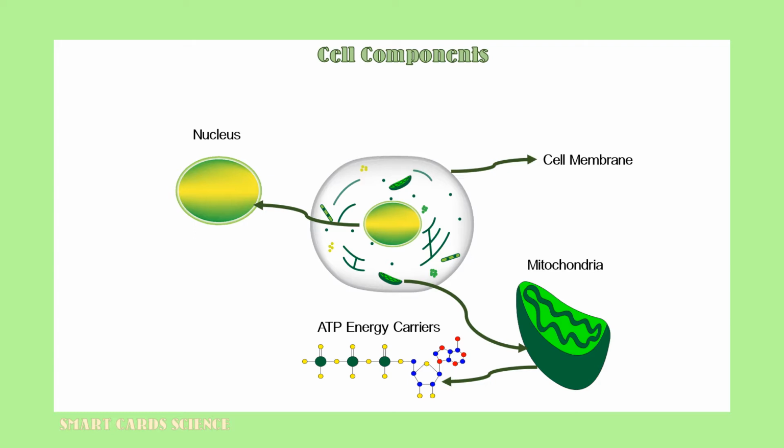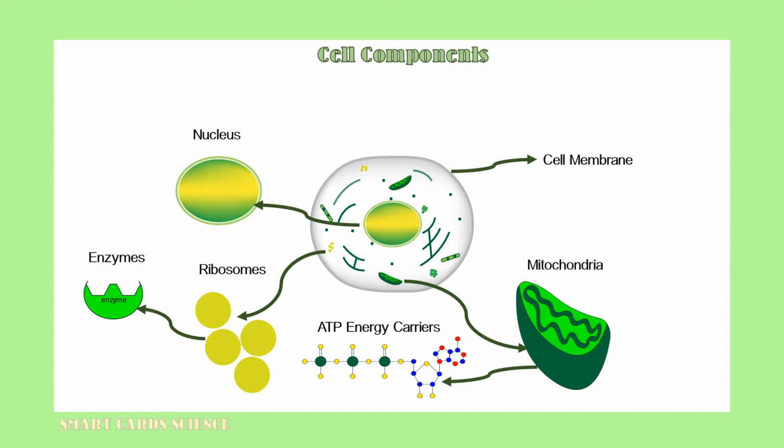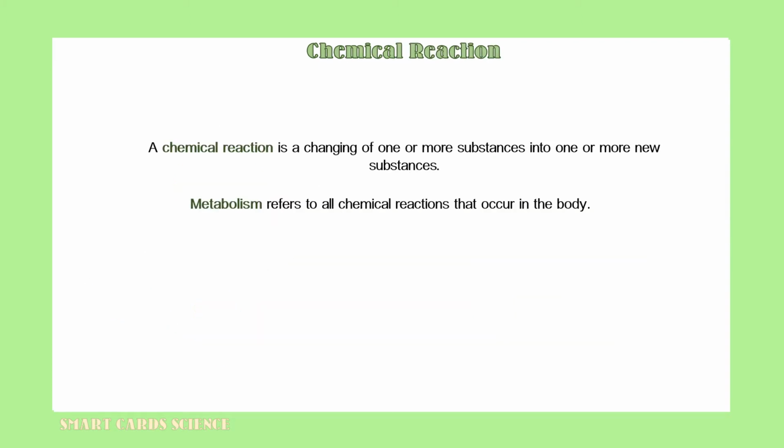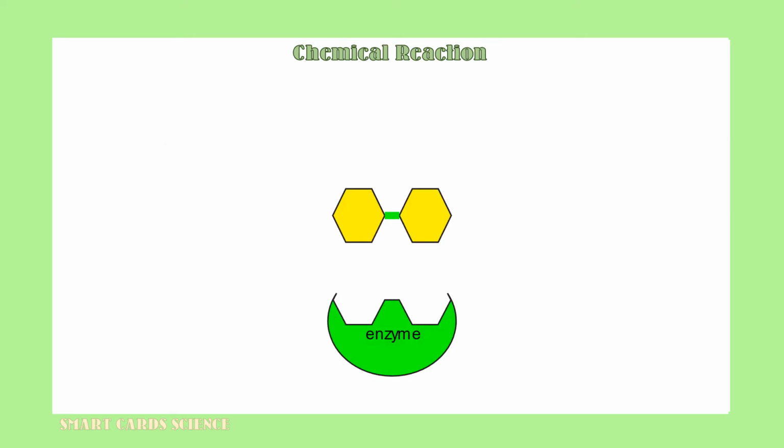We also have ribosomes. Ribosomes make enzymes, which are the catalyst in chemical reactions or metabolism. A chemical reaction is a changing of one or more substances into one or more new substances. Metabolism refers to all chemical reactions that occur in the body. Let's look at this example of a chemical reaction.